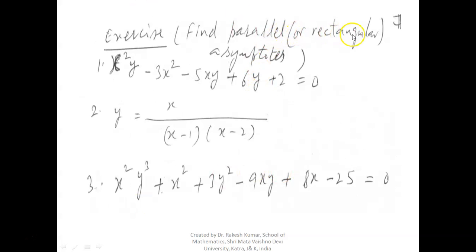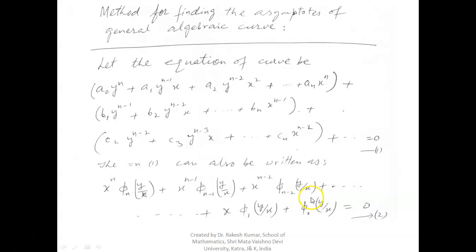These are certain exercises, questions based on parallel or rectangular asymptotes. You should try this one. For this, you can take this denominator to this side, so y into x minus 1, x minus 2, and then also take x to the left hand side, minus x equal to 0. This way you can have an f(x,y) equal to 0 type of equation of the curve.